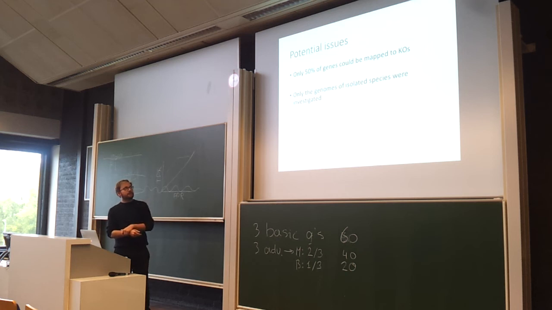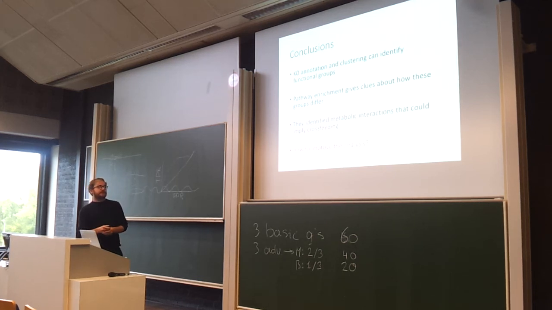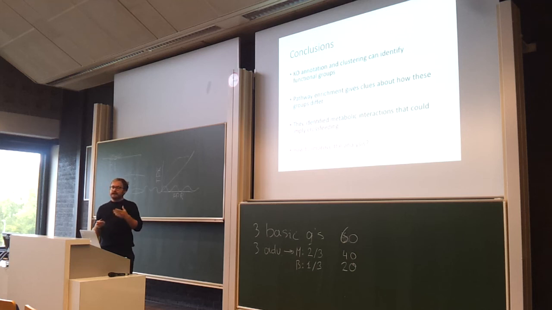But that's something to be aware of from this paper. So the conclusions: this method that they present here, the KO annotation and clustering, is really able to identify functional groups within that microbial community. Then the pathway enrichment gives us clues about what is different between the functional groups. And they could also identify some interactions that could imply cross-feeding. If you remember, there are certain bugs that cannot make an amino acid, and some can. So we could think that they actually exchange that type of amino acid.